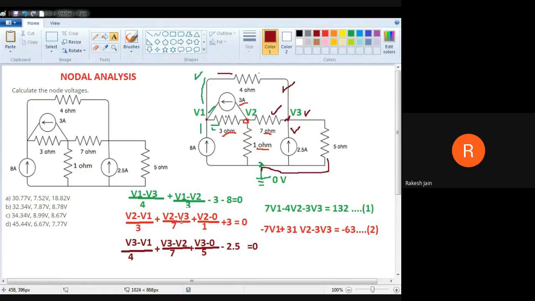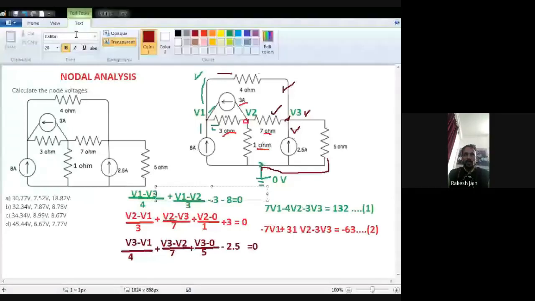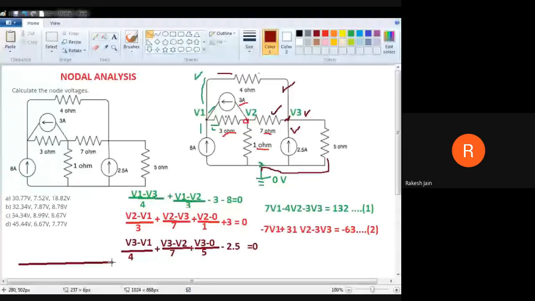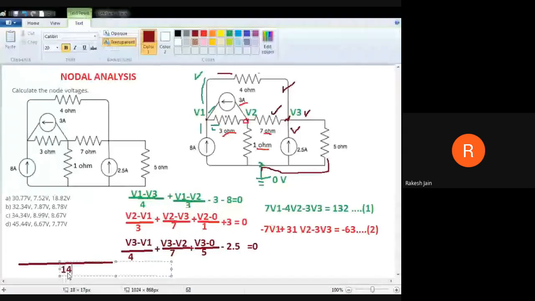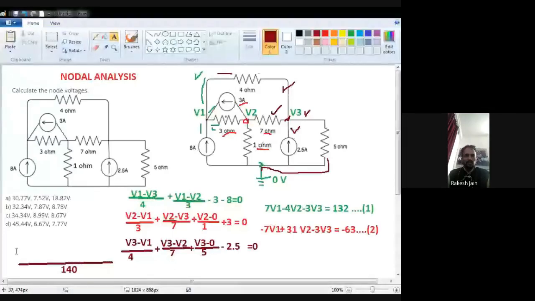Now what will be the LCM? The LCM will be 7 multiplied by 4 multiplied by 5, because that will be common. 7 multiplied by 5 multiplied by 4, that will be 140 will be my LCM. I am just writing this here on the left hand side, so kindly look at it very carefully. So I am writing down 140 will be my LCM.